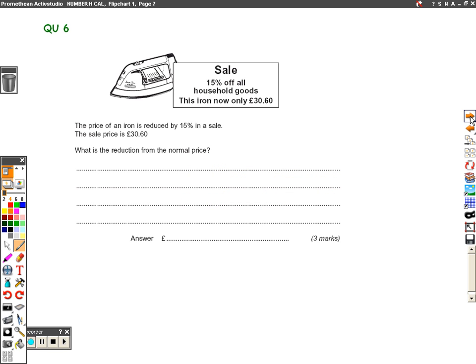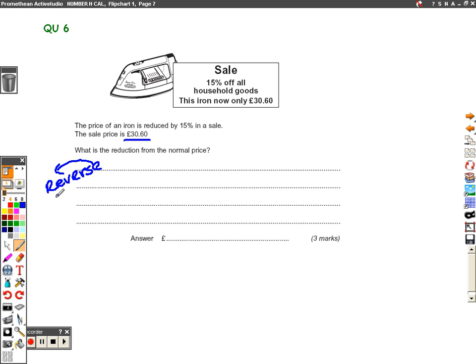Okay, question 6. I think these are in the wrong way round from what your worksheet is. 15% off household goods. The price of the iron is reduced by 15% in the sale. The sale price is given, and the question asks what is the reduction from the normal price. Now, in this question, the sale price is given, so we're now in the future. You want to go back into the past to see how much it was before the sale. So this is a reverse percentage.